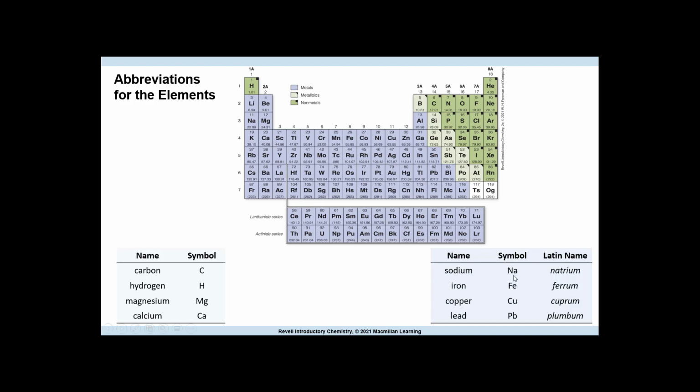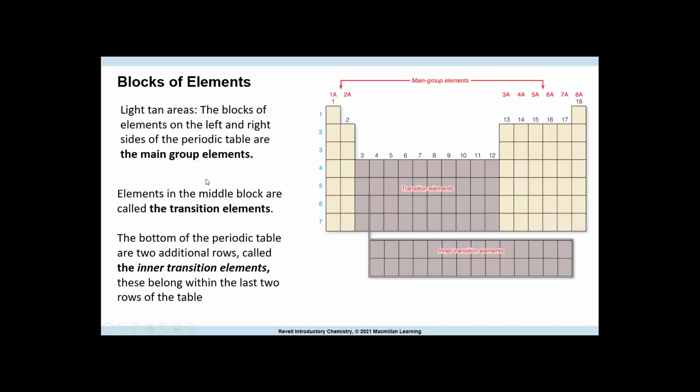Other names: sodium is Na for the Latin name natrium. Iron is ferrum, Fe. Copper is Cu, cuprum. And lead is plumbum, Pb. So this makes sense. This shows you why some of the names don't match the way we know them. For instance, silver is Ag. Gold is Au, mercury is Hg. So some of them can really throw you off from the way that we would think of them being.